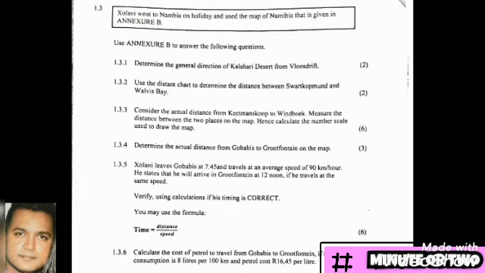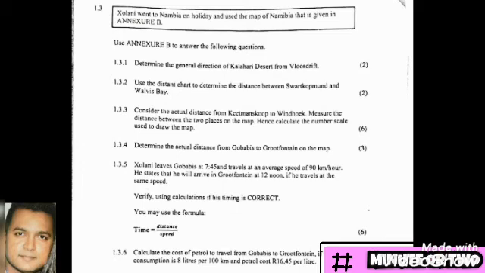1.3.5, Kolani leaves Gobabus at 7:45. Notice that the 7:45 is in the morning and he travels at an average speed of 90 kilometers per hour. He states that he will arrive in Fontaine at 12 noon if he travels at the same speed. Verify using calculations if his timing is correct. You may use the formula time is equal to distance over speed.